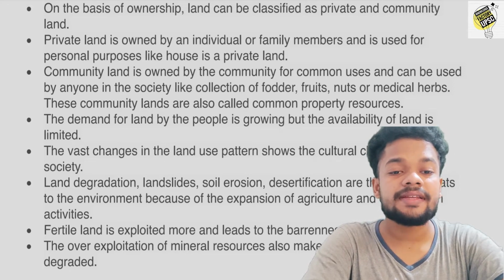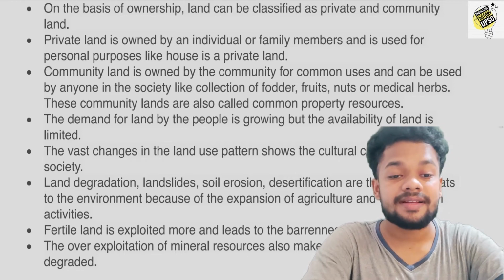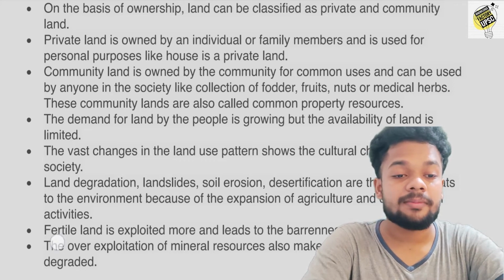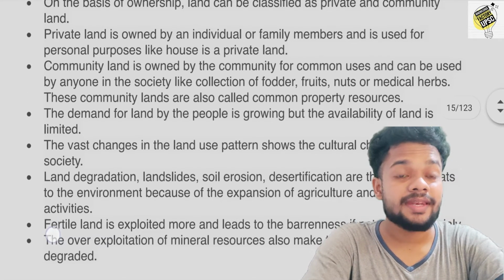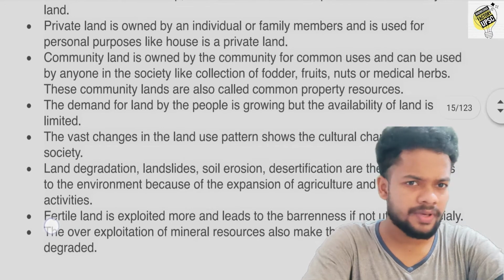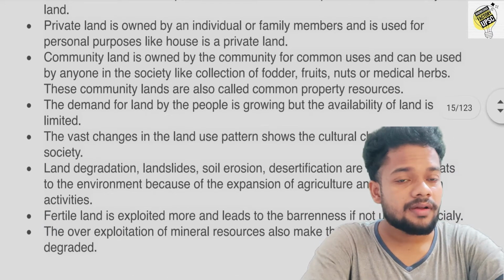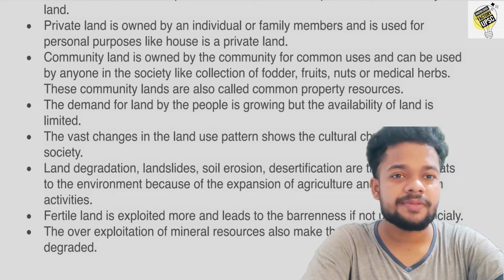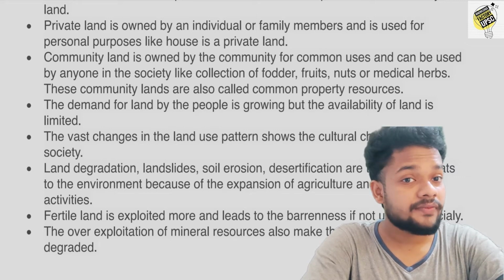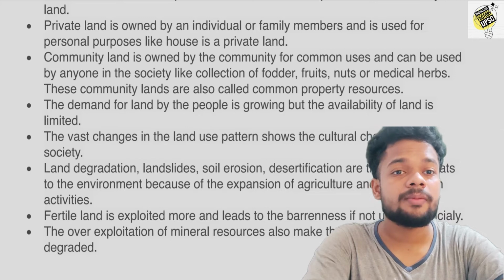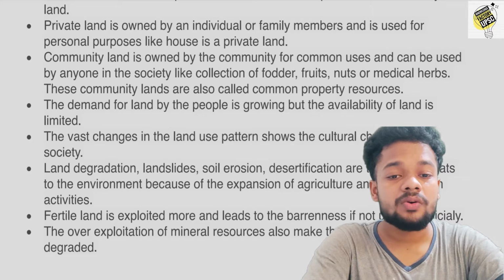Then the community land is owned by the community for common uses and it can be used by anyone in the society, like collection of fodder, fruits, nuts or medical herbs. Okay, so there are some areas in our country, or even in our village, that are not private property but public property. We can collect food and fodder from them, or else use that land because it is not private land.